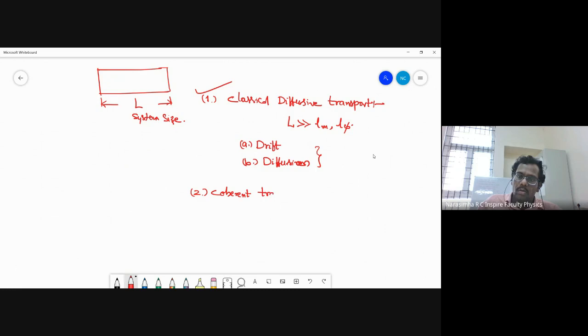Coherent transport. Now, when can we have coherent transport? When the system size, that is capital L, is less than the phase coherence length, L phi, then you can achieve this coherent transport in the system. That means the wave functions of these charge carriers will be well defined throughout the transport. In this coherent transport regime, the main important phenomenon you can observe is the Aharonov-Bohm effect.